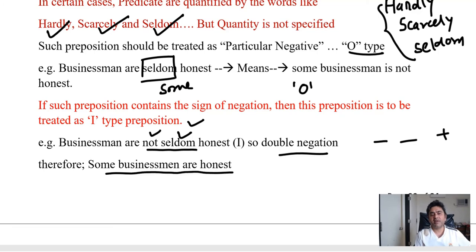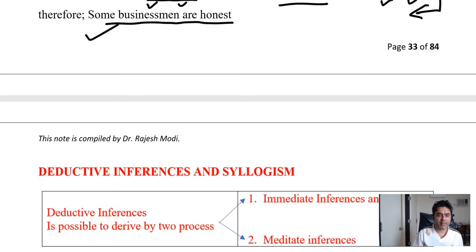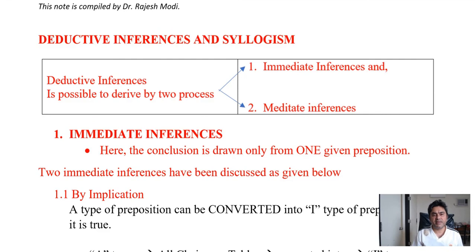Now deductive inferences and syllogism. You can come out with the conclusion with the help of immediate inferences and mediated inferences. First we are going to discuss the immediate inferences. Immediate means you just convert from one form into another form and then you will make the conclusion fast. Here the conclusion is drawn from one given proposition. Two immediate inferences can be discussed as given below.